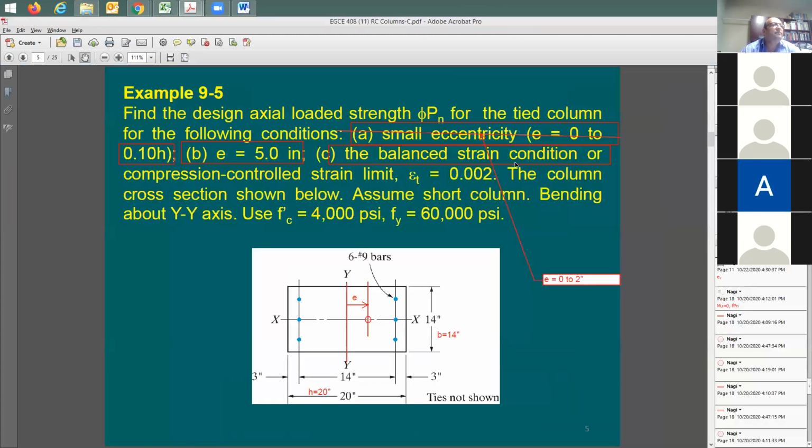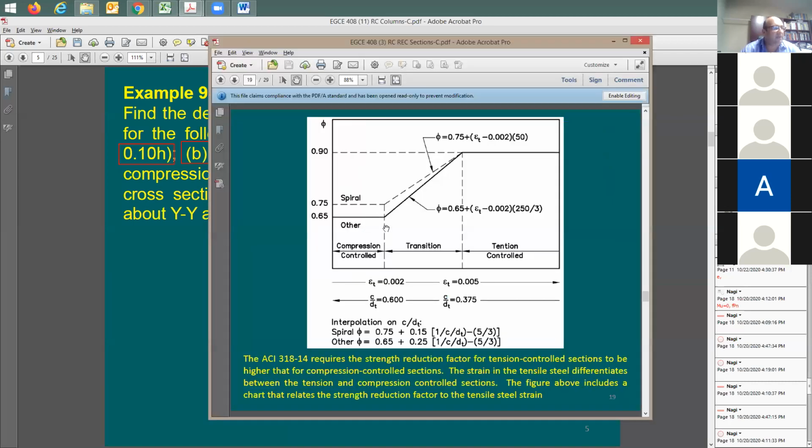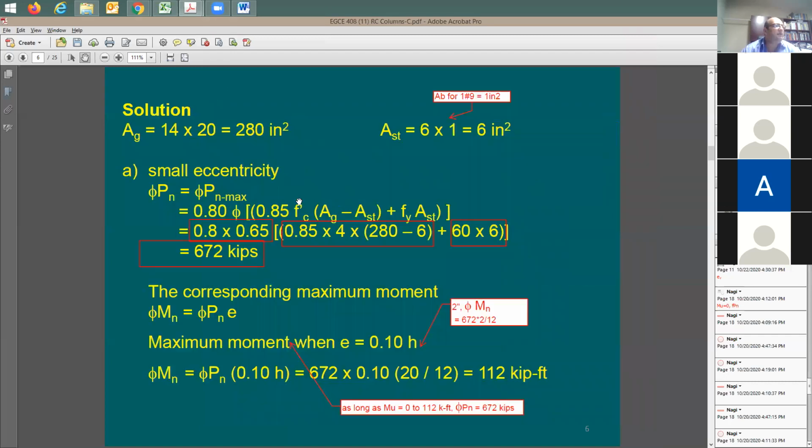Let me take you back here. It says find out Pn, and of course Mn that goes with it, at the balanced strain condition. What's the balanced strain? It happens when the compression concrete is exposed to 0.003 and the tension steel is right at the yield point. It is also called the compression controlled strain limit when the strain in the tension steel is 0.002. This is true. Here's the limit, 0.002 in the tension steel. I hope this is now clear.